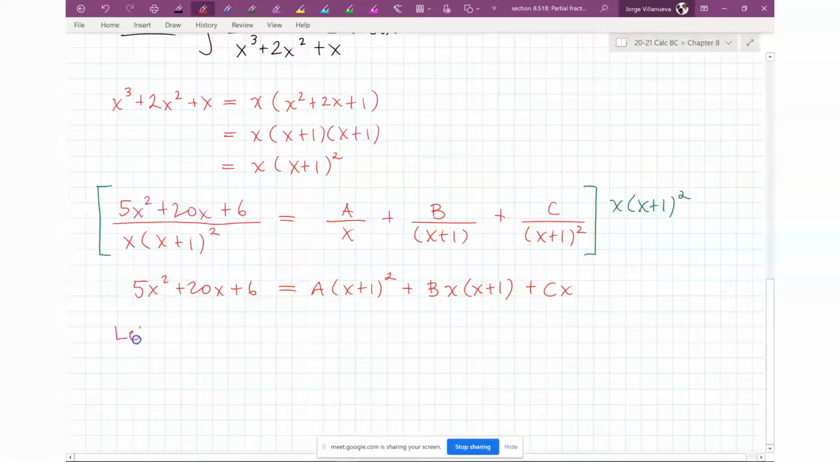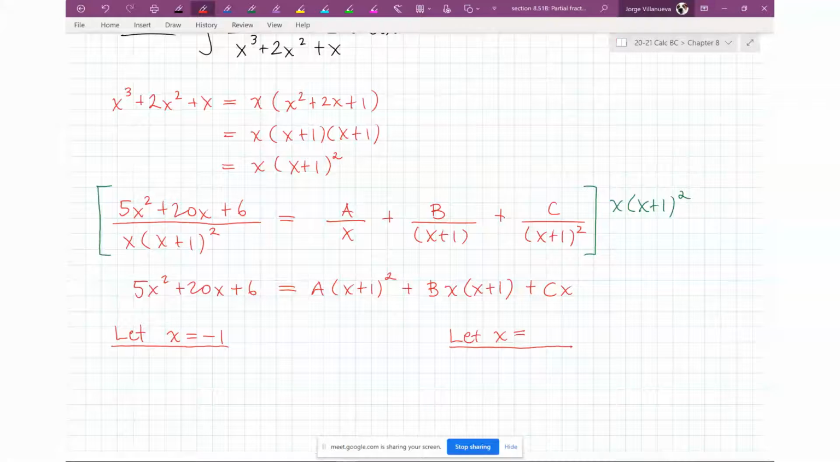If I want to solve, I'm going to let x equal -1 because that'll make the x plus 1s disappear. And I also want to let x equal what else? What else will make it equal to 0? Anybody tell me? If I let x equal -1, the x plus 1s become 0. What makes the x's become 0? You can type it if you want, or just shout it out.